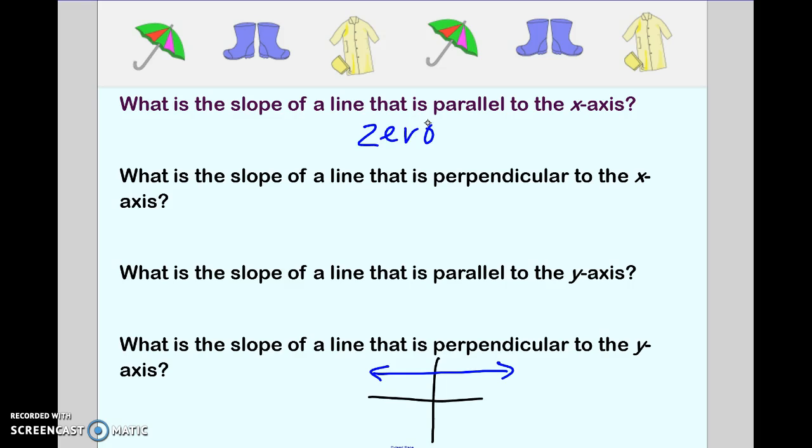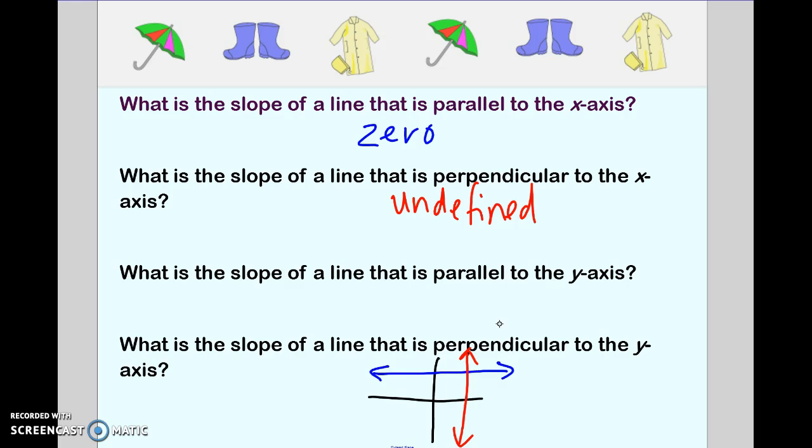What is the slope of a line that's perpendicular to the x-axis? Well, if it's perpendicular to the x-axis, it's going to go like this. And the slope of a line that is vertical, we know is undefined, so therefore the slope of this line is undefined.